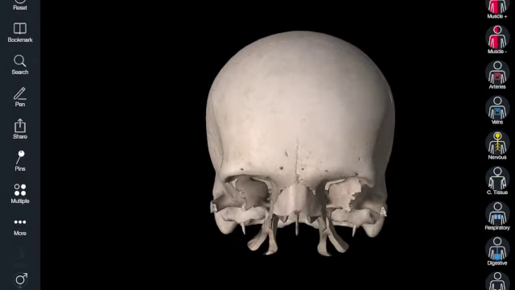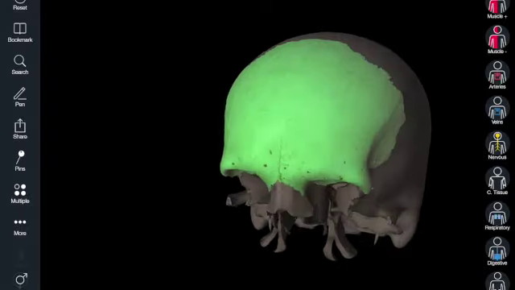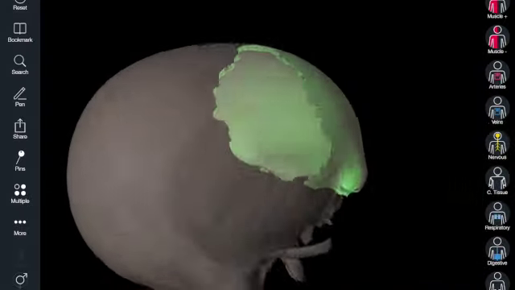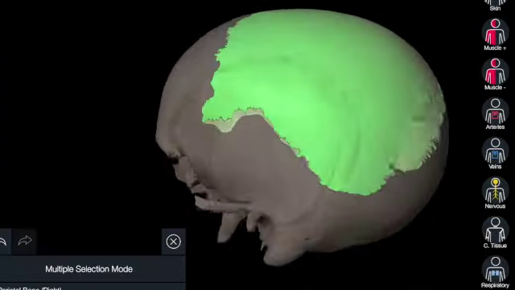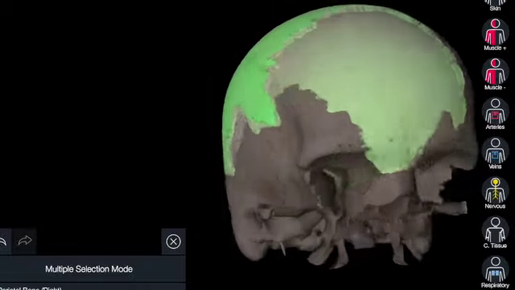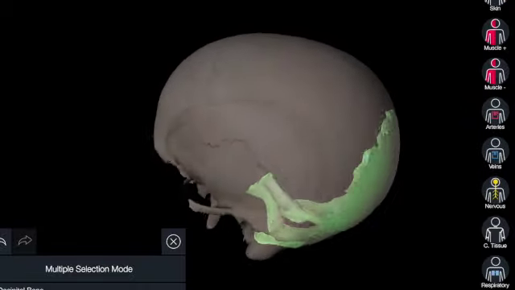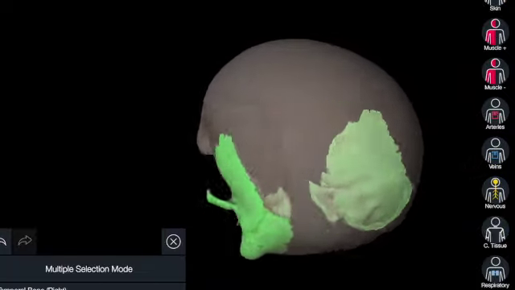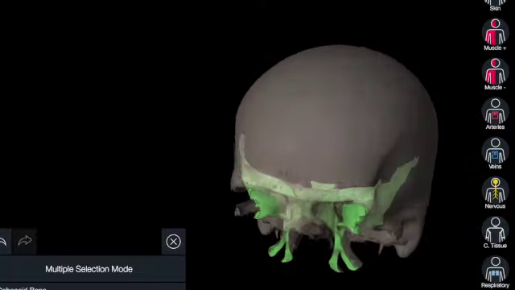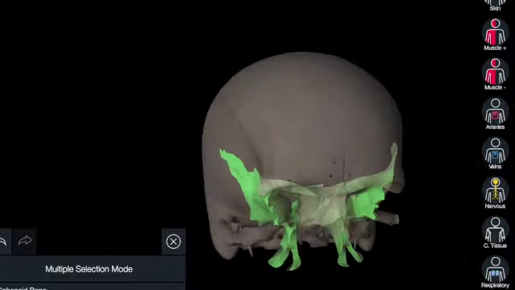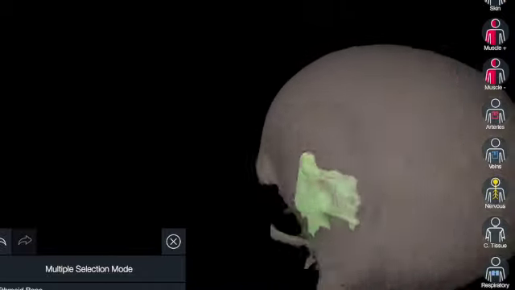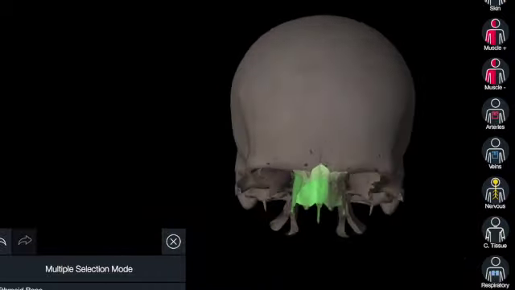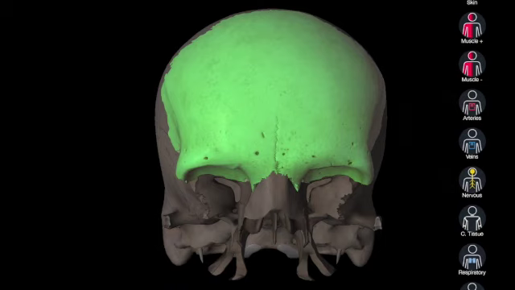The 8 bones that make up this part are the frontal bone, the parietal bones, the occipital bone, the 2 temporal bones, the sphenoid, and the ethmoid bone.